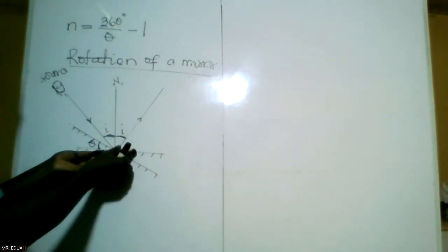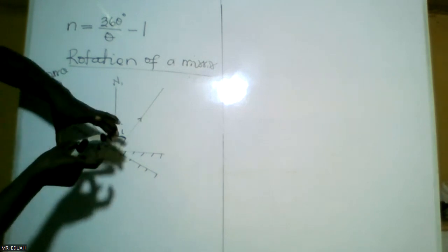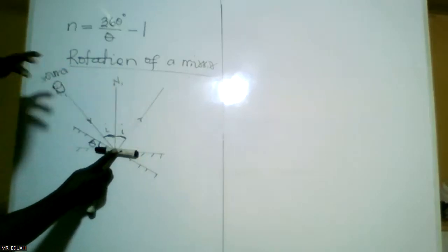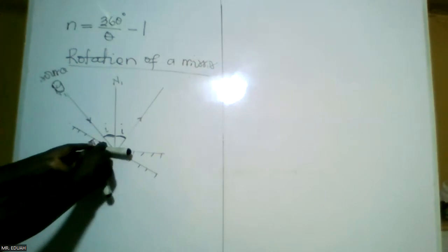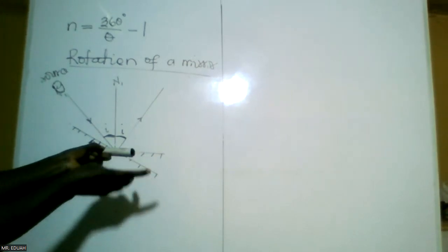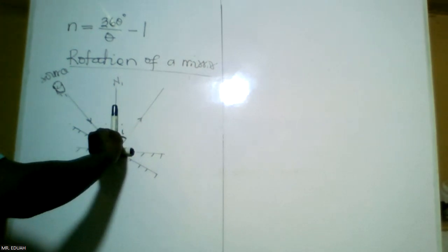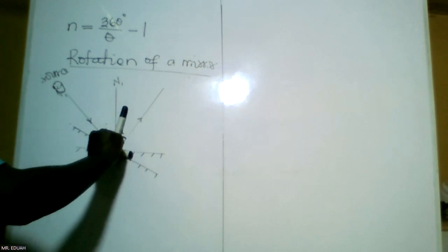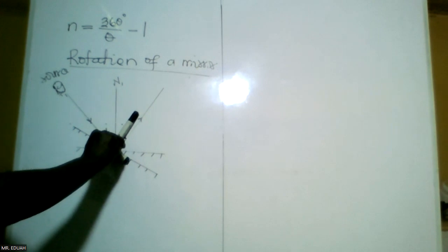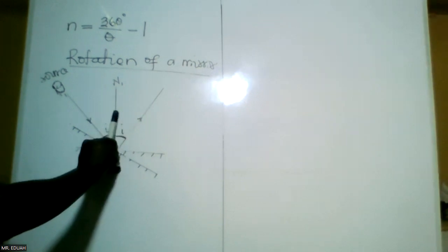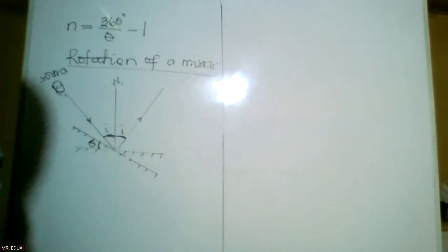I take it again. This is the mirror's first position. It is here when it is not rotated. Now, this is the normal N1. I'm going to rotate the mirror through an angle theta to a new mirror position. What is happening as I rotate the mirror? Any observation?